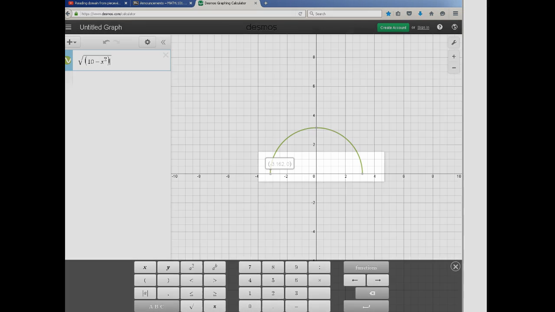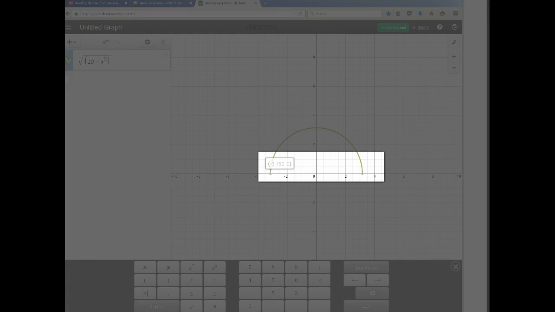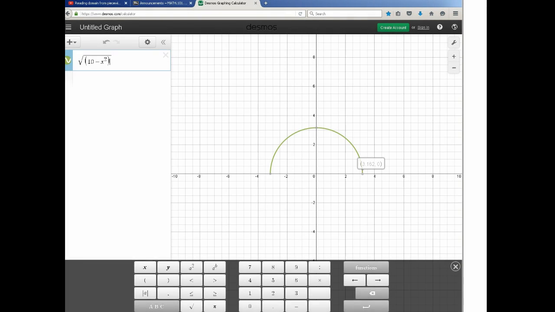So let's look and see what these roots are. It's negative 3.162 and 3.162. If you take your calculator and take the square root of 10, you will see that it is approximately negative 3.162 and positive 3.162. Those are your positive and negative roots of 10.